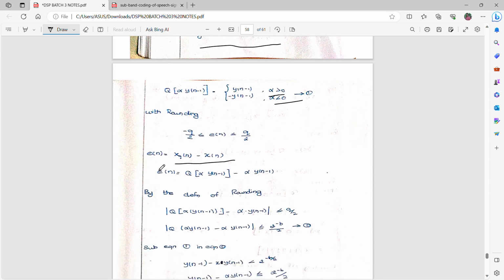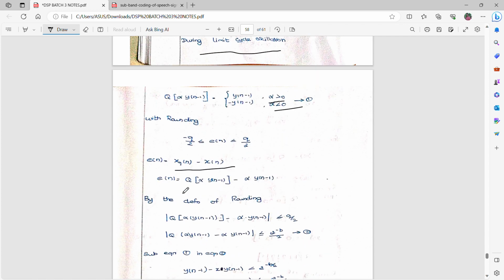Okay, now e of n can be written as Q of alpha y of n minus 1 minus alpha into y of n minus 1. This equation comes from the above equation, where we substitute the values of xq of n and x of n. After that only this equation will arise.